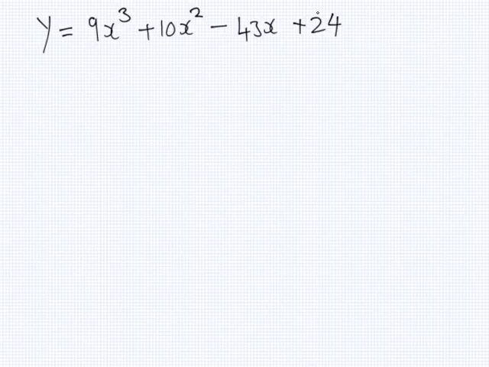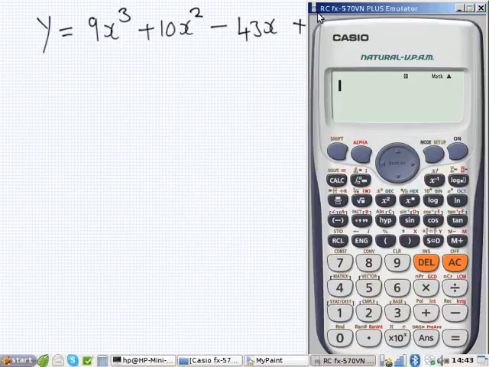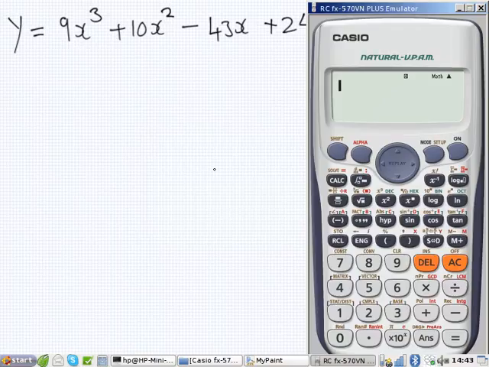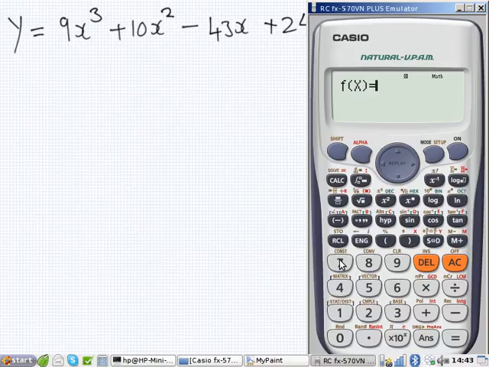Would you like to see how to do this on the calculator? Of course you would. Now watch this magic. If you thought this button was great, wait till you see the next thing. Mode 7. You can actually put it in. 9, and then alpha x cubed, plus 10 alpha x squared.